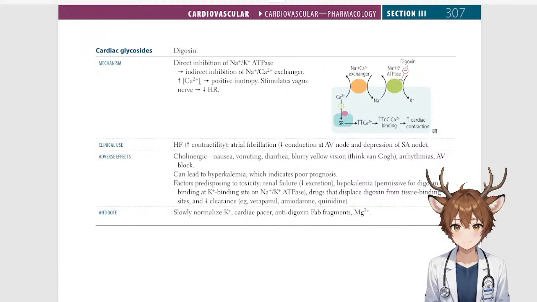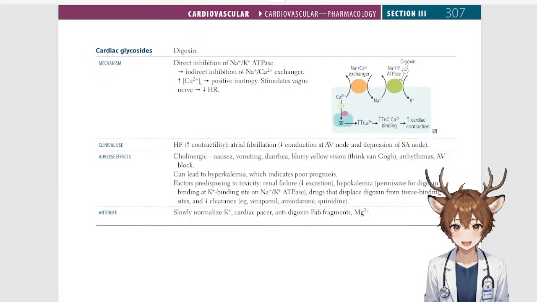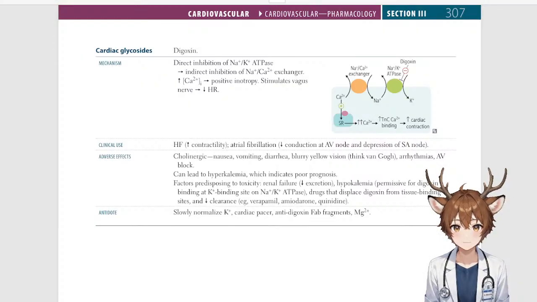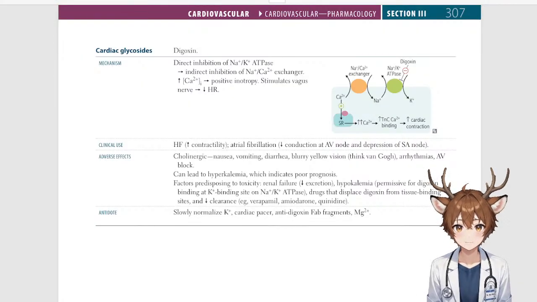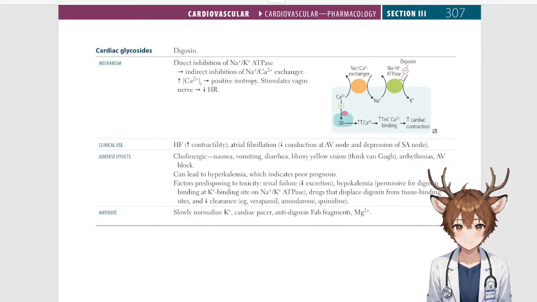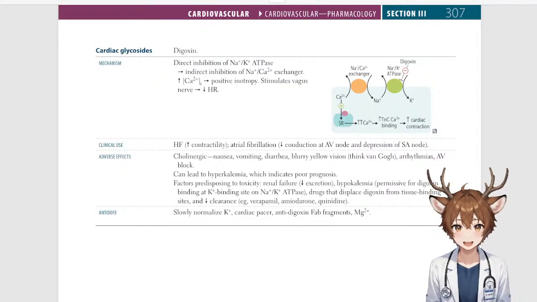So what is it used for? It's used for heart failure, to increase the contractility for that. They use it in AFib, atrial fibrillation, to decrease the conduction at the AV node and depression of the SA node. Adverse effects: cholinergic effects, nausea, vomiting, diarrhea, blurry yellow vision, Van Gogh, okay. Arrhythmias, atrial tachycardia with AV block. Can lead to hyperkalemia, which indicates a poor prognosis.